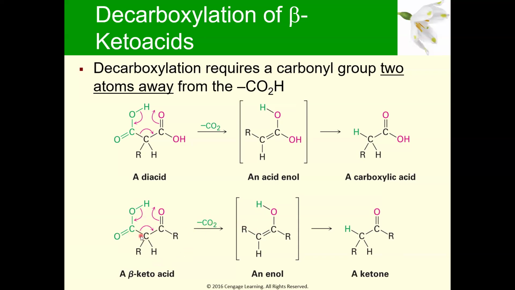Okay, but then again, we also have to break that carbon-carbon bond, so that dumps those electrons and forms this double bond right here. What was a carbon-carbon single bond now becomes a carbon-carbon double bond. And then again, there is a tautomerization between the enol form and the ketone form.